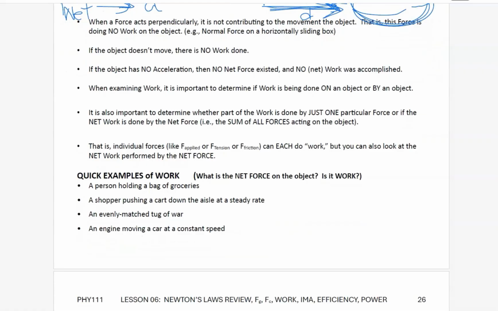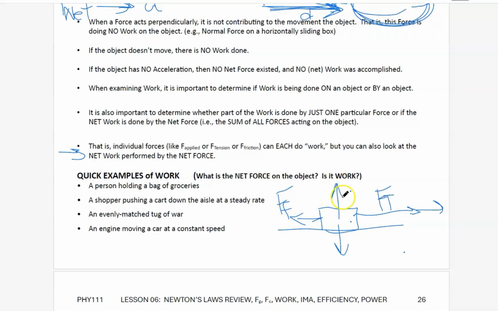And I have a little note here that says individual forces like applied force or tension force or friction force, these can each do work. So let's say I had a block and I'm pulling it with a certain amount of tension on it. I've got this tension force, and that's due to me using an applied force, and then you have a friction force backwards, and there might be a weight force down, and there's a normal force up. You have a lot of forces involved.